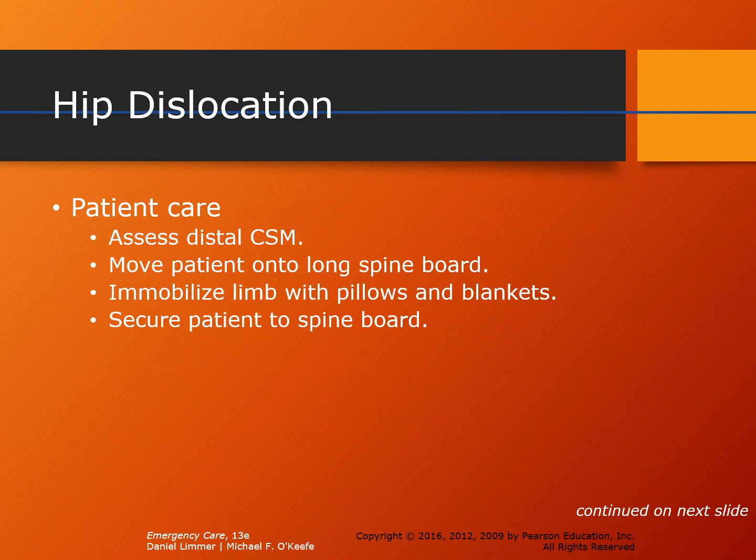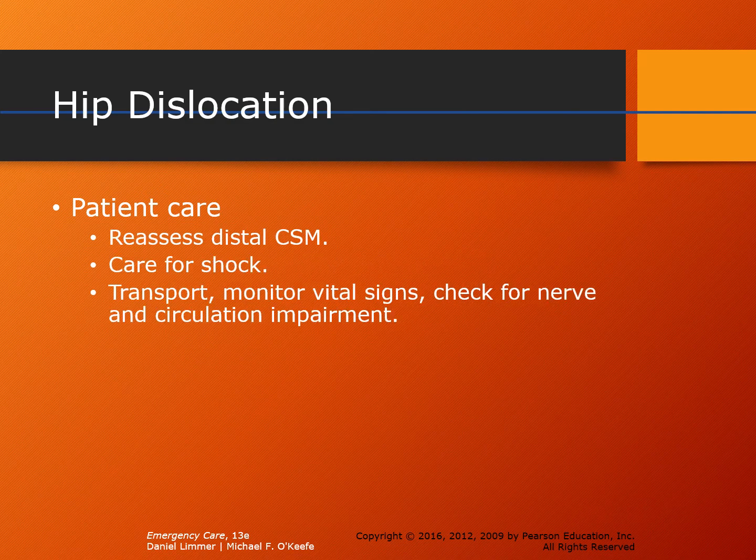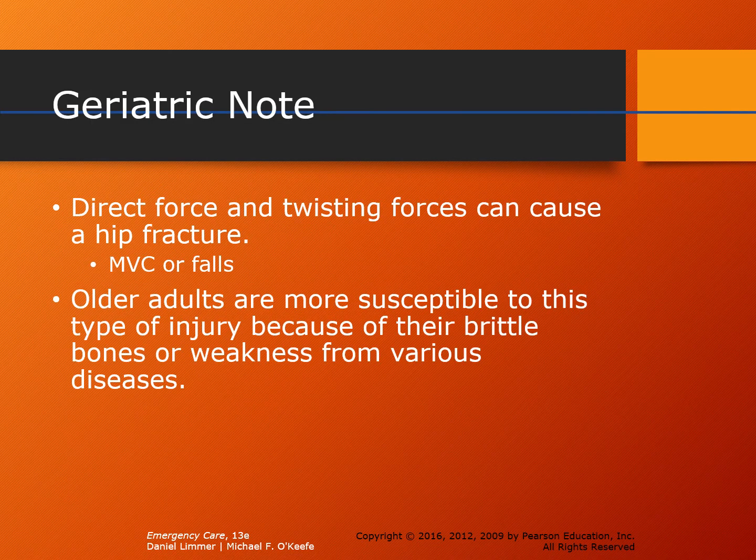Go ahead and assess for distal CSM. Move your patient onto the long spine board. Try to immobilize that limb with pillows and blankets, and then secure the patient to the spine board. So again, we're padding the voids here, and we're basically making it so that we can position them in a way that we don't move them in a gross manner. We also want to reassess for distal CSM because at this point we have effectively immobilized our patient. Take care for shock, and then transport, monitor vital signs, and then check for nerve and circulation impairment by looking for regular signs of CSM.